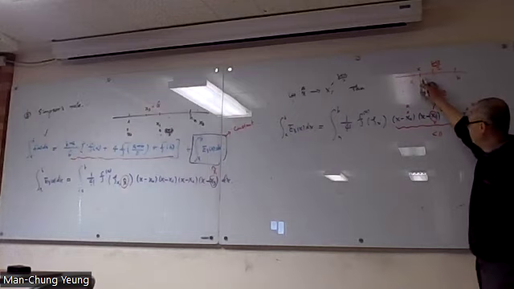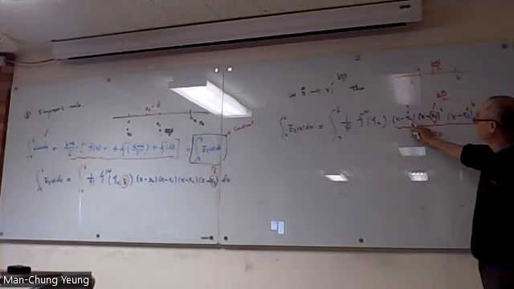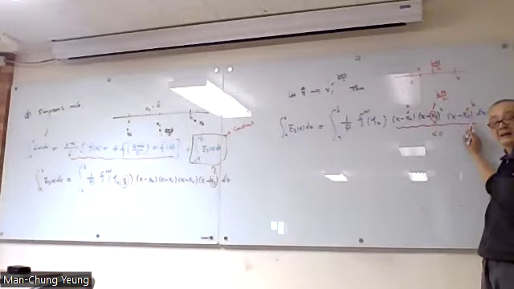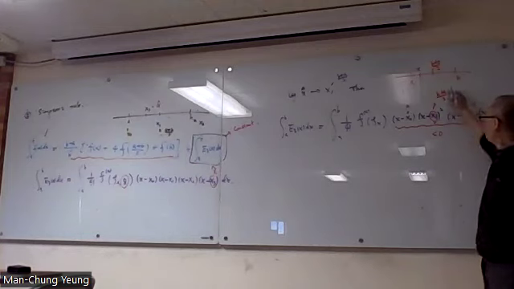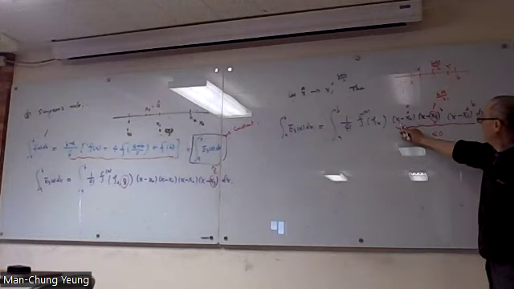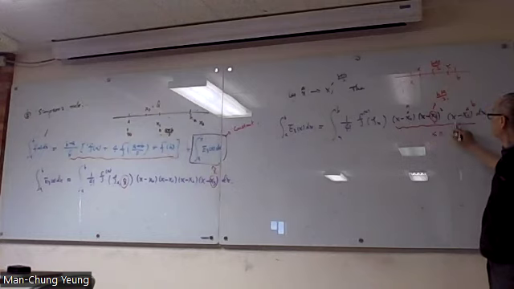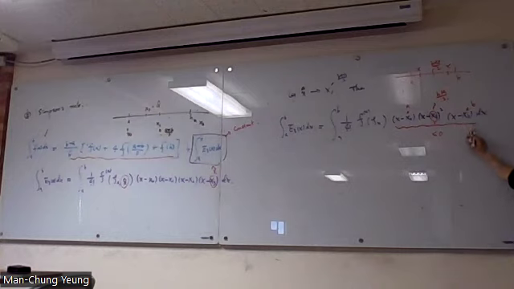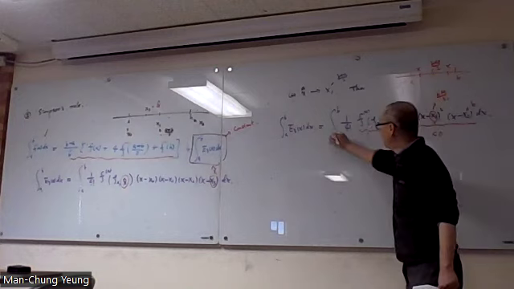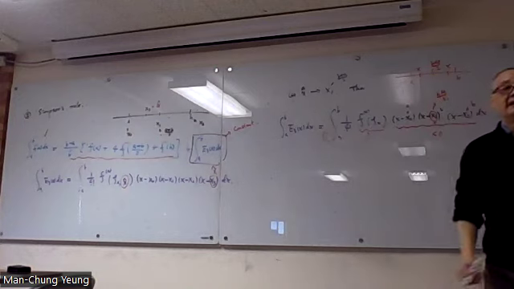Say if X is here, then X minus A is positive, then this is always positive, but this is negative. Negative. How about if X is here? X minus A positive, X minus B still negative. So always negative. So we can move this outside the interval, the integral.